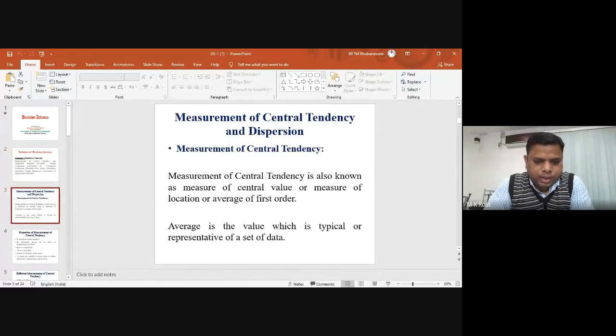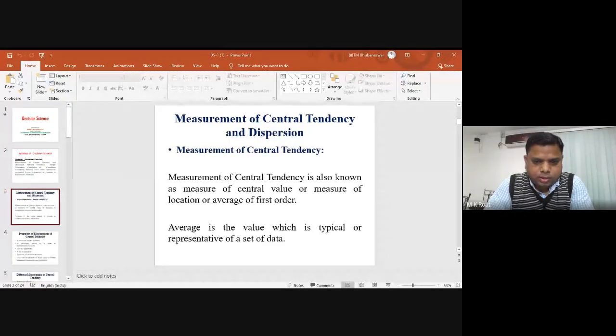In case of measurement of central tendency, just wait, a few people are requesting to join. Okay, allow, admit, okay.